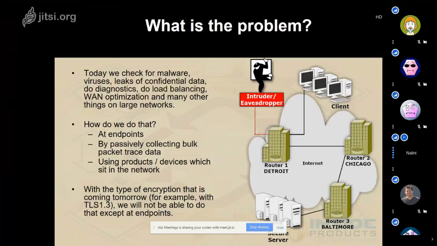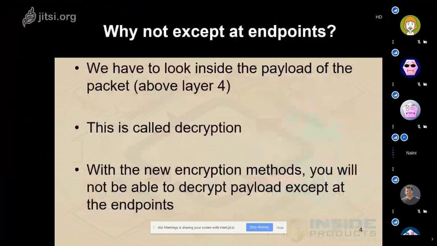Now, the problem is, because RSA key exchange is going away, you will not be able to do this kind of monitoring that we do at just about every enterprise today. You will not be able to do it in the middle of the network. You will only be able to do it at endpoints. And why not? Well, how we detect many of these problems is that we have to look inside the payload of the packet. If the packet is encrypted, you can't see inside the payload.